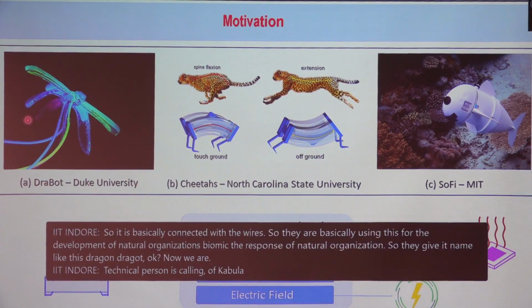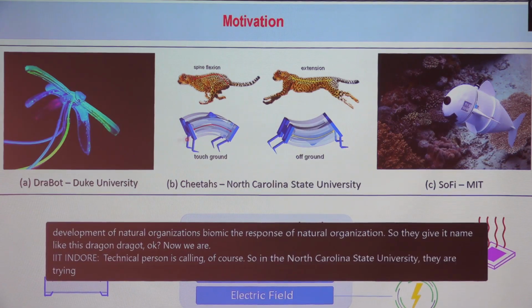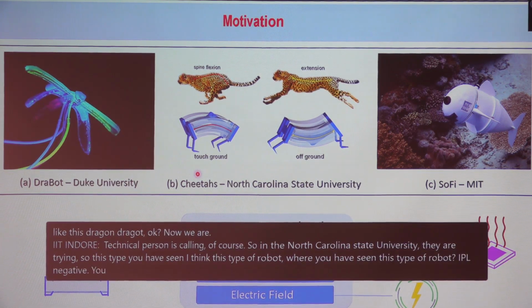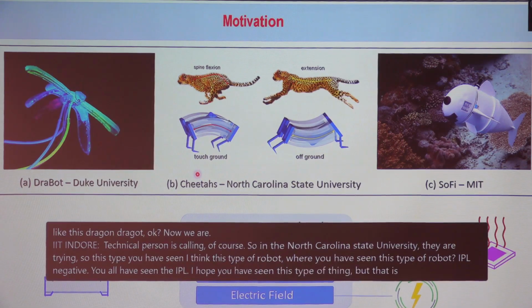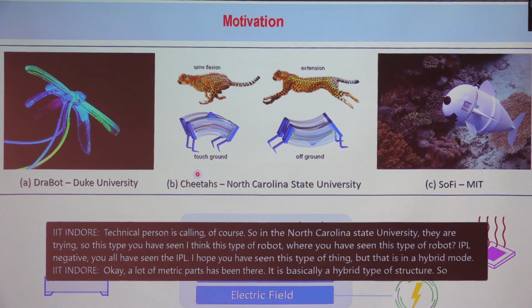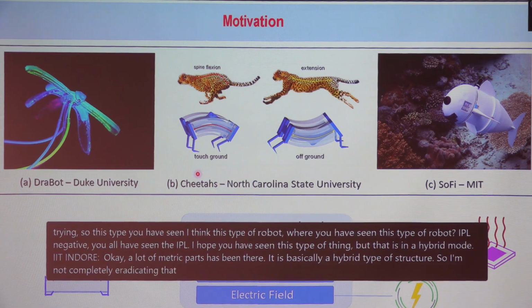In North Carolina State University, they are trying. This type of robot you have seen, I think. Where have you seen this type of robot? You don't watch the IPL? You all have seen the IPL. I hope you have seen this type of thing. But that is in a hybrid mode. Okay, a lot of metallic parts are there. It is a hybrid type of structure. So I am not completely saying that you don't use conventional material for development of soft robots.